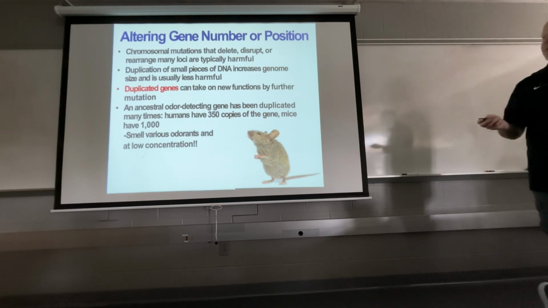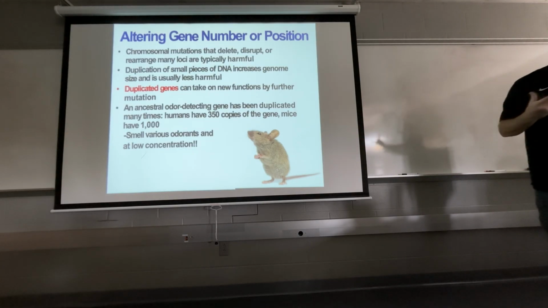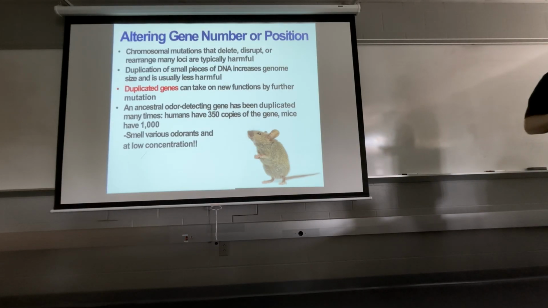And so that you end up with lots of copies of a single gene that has the same function, at least at that point. But having more copies of a gene increases the probability of mutation, right? Because if you go from 1 copy to 2 copy to 10 copies, there's more probability that you're going to get a mutation that sticks in one of those copies versus just one, right? And when they do get mutated, sometimes that means the protein can take on a new function.